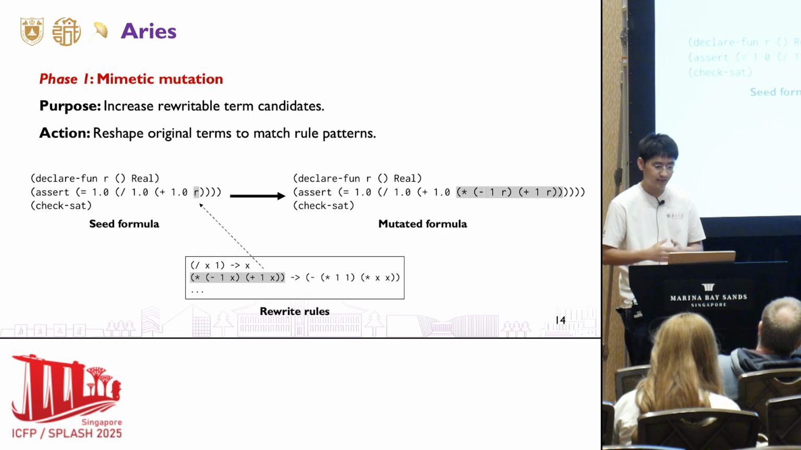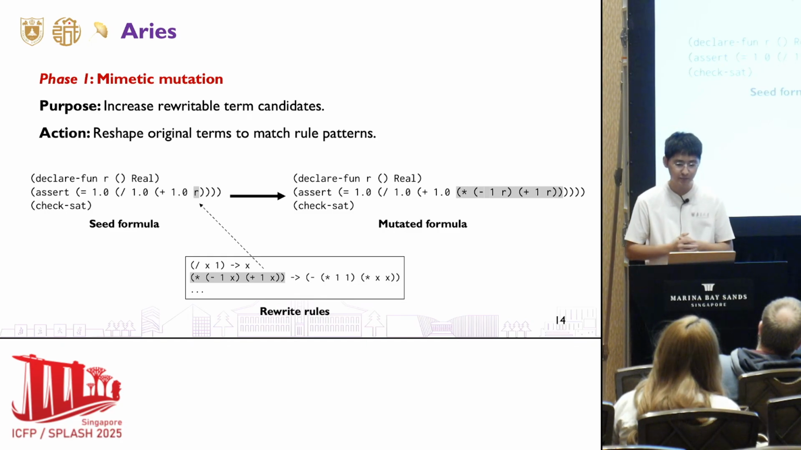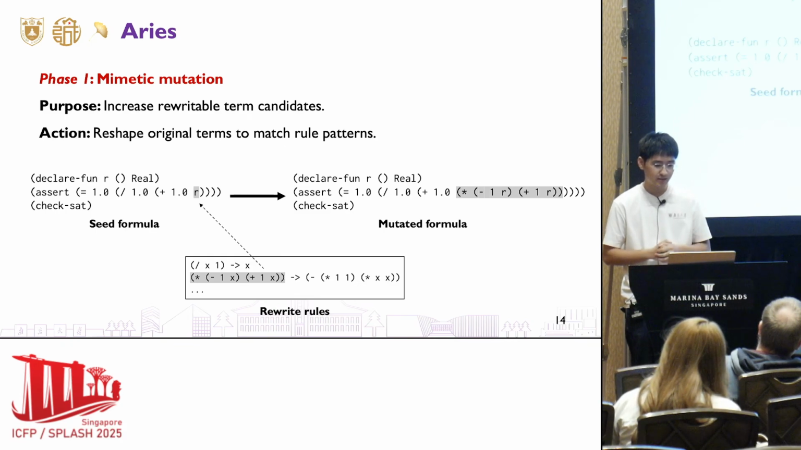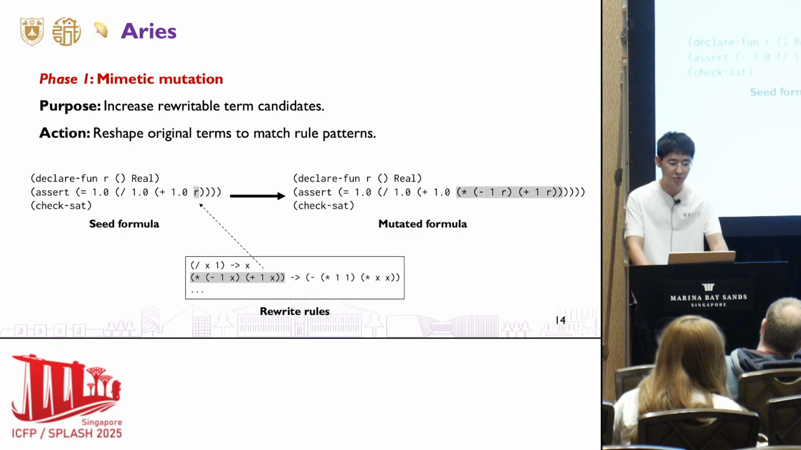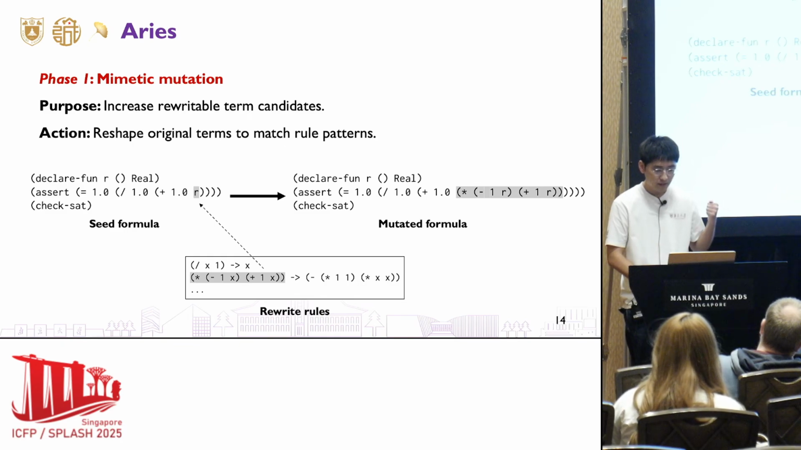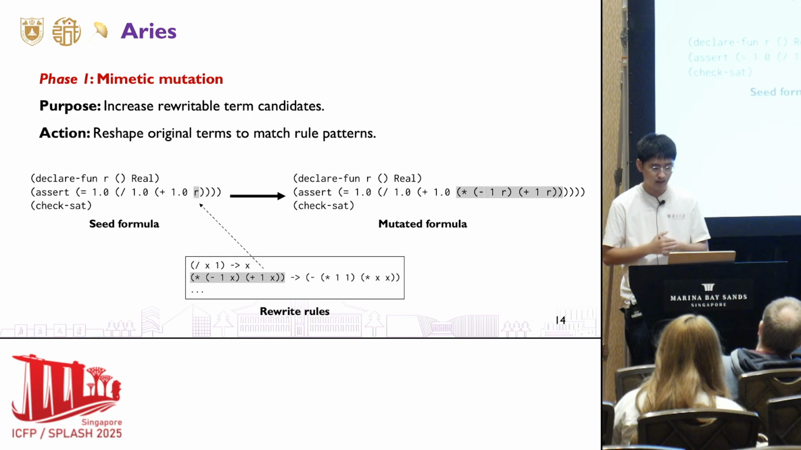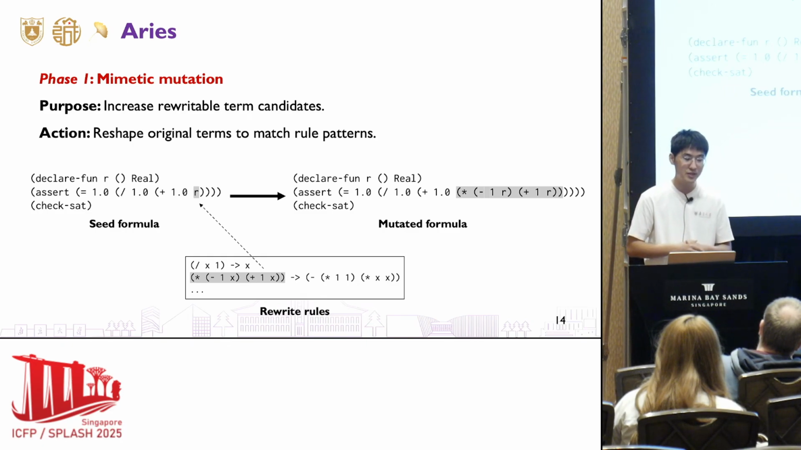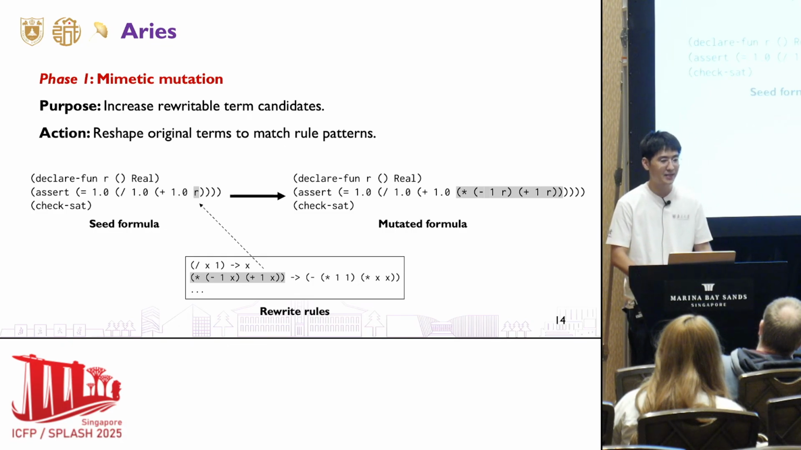Now, let's take a closer look at phase 1, mimetic mutation. We start with a seed formula, and from it, we randomly select a subformula and modify it so that it matches the left-hand side of a rewrite rule. In this example, on the left is the original seed formula, and we mutate one subformula such as R, and the result is the formula on the right. At this stage, we don't guarantee semantic equivalence. We just increase the chance of triggering rewriting.